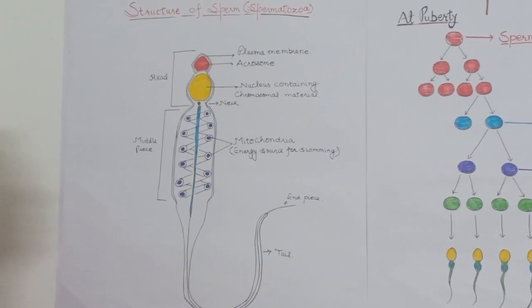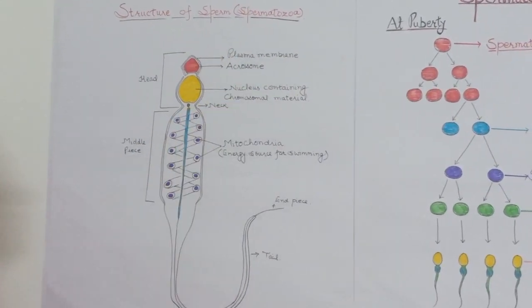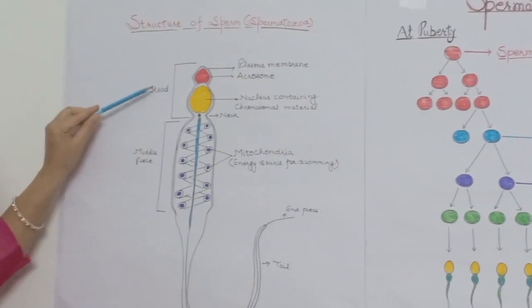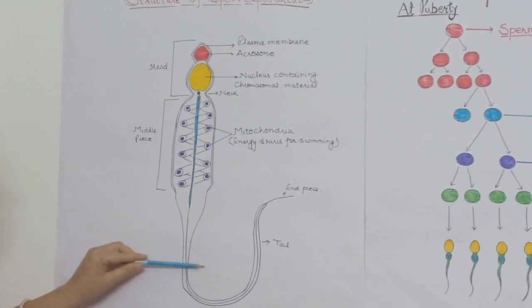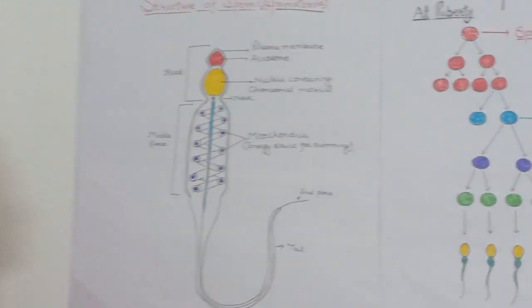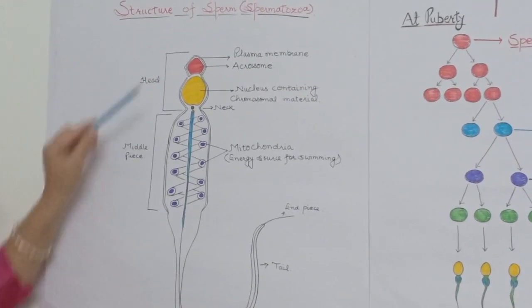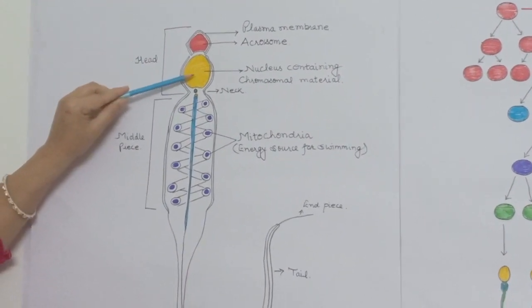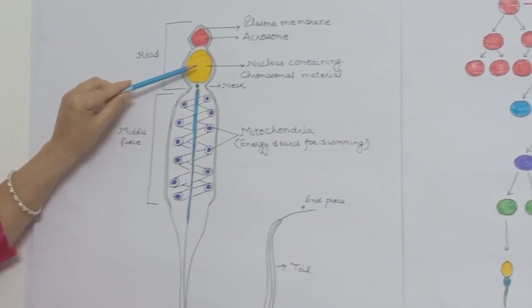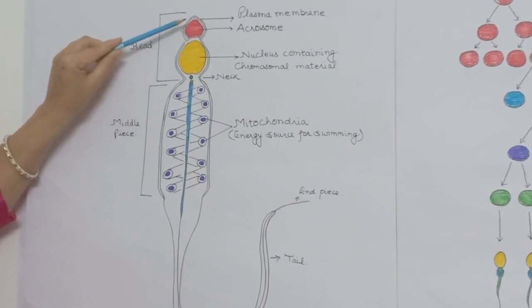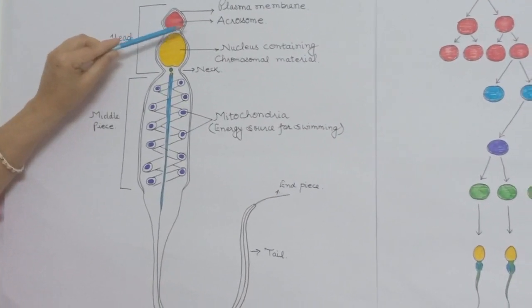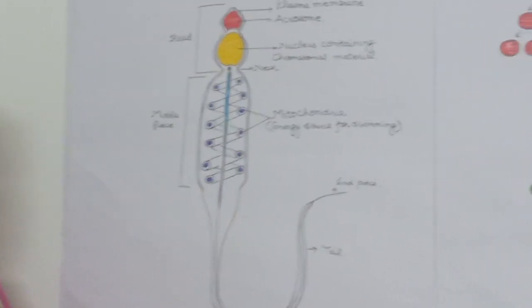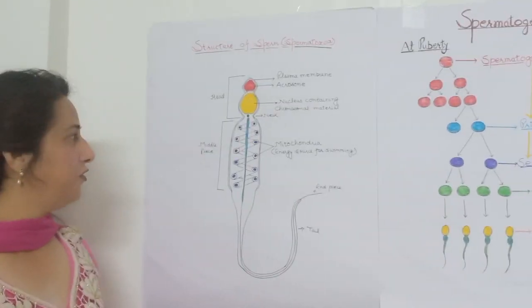Now we will do the structure of sperm, that is spermatozoa. The structure of the spermatozoa is divisible into four parts: head, neck, middle piece, and the tail. The whole structure of the spermatozoa is bounded by the plasma membrane. Now, in the head, there is an oval-shaped nucleus, and at its tip there is a cap-like structure. This cap-like structure is known as the acrosome. In the acrosome there are certain enzymes which help in the process of fertilization.